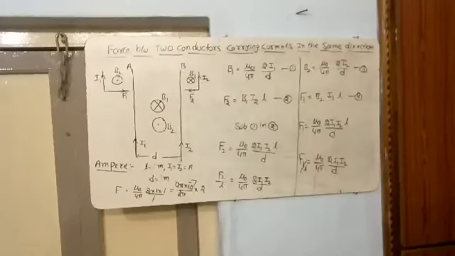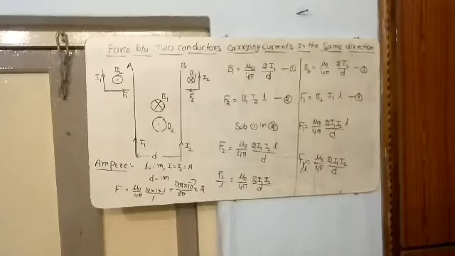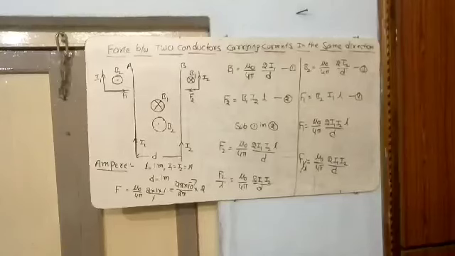So once again I am repeating, two conductors of equal length and separation is 1 meter, then the force between those two conductors is equal to 2 into 10 to the power of minus 7 newtons. Then the current value is said to be 1 ampere. So from this one we can know the definition of ampere also.